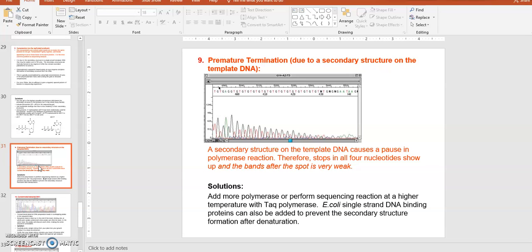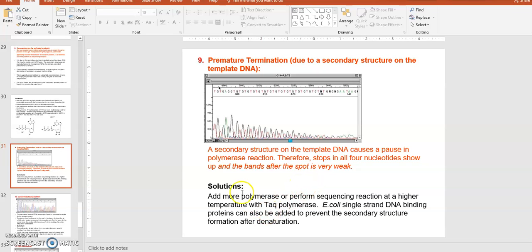And the premature termination, I already talked about that. If you have a strong secondary structure on your template, DNA polymerase cannot run through that, and you're going to have a termination of the polymerization. Then you cannot read any sequencing because you don't have the replicated product. So that's a problem, right? So then how are you going to solve that?